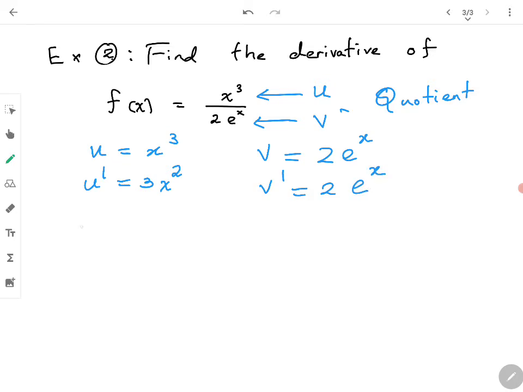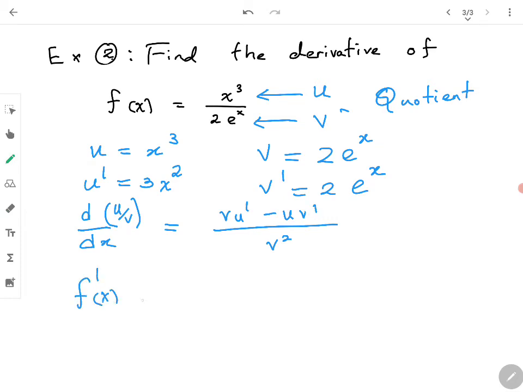So once we have those 4 terms, let's recall the quotient rule. This is the quotient rule. The quotient rule is made up of these 4 terms we found. So just plug them into the formula and you get the answer. Okay, so f prime of x is, the denominator is v squared. So this is v, so 2 times e to the x, squared.